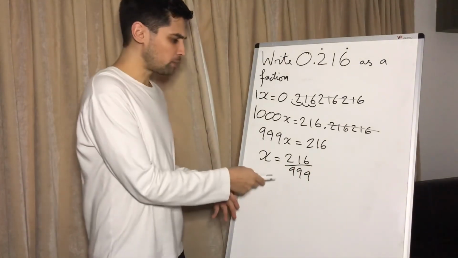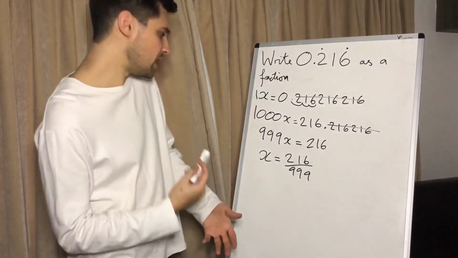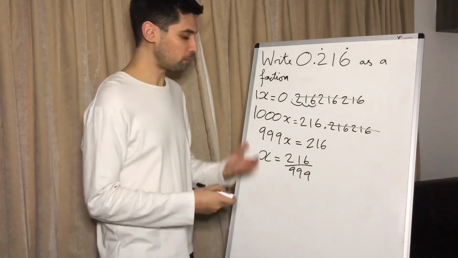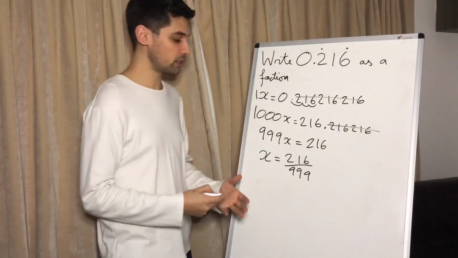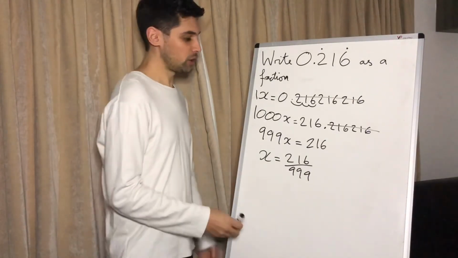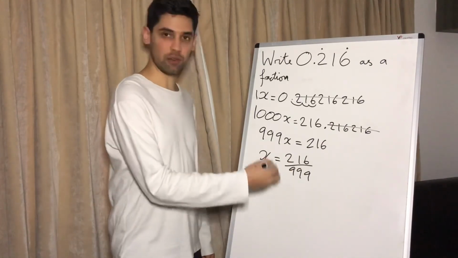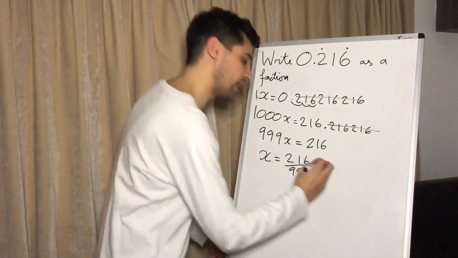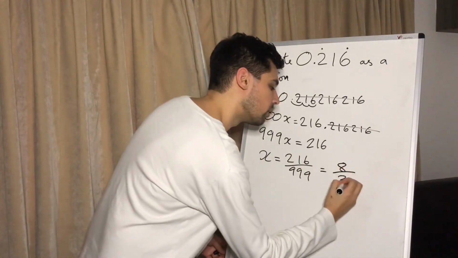I know we can divide this by 3, probably by 9. If you've got a calculator, then obviously you can just plug it in, but more likely than not it's going to be a non-calculator test. So just be really careful about dividing the top and bottom by the same thing. I'll just tell you that the answer does come out as 8 over 37.